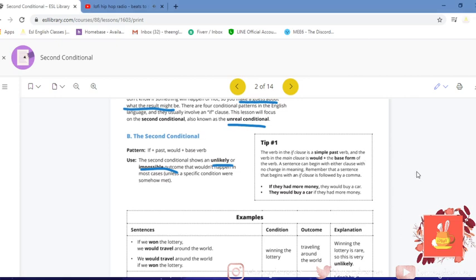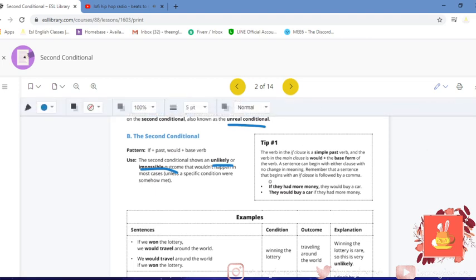Don't worry about it. So tip number 1, the verb in the if clause is a simple past verb, and the verb in the main clause is would plus the base form of the verb. A sentence can begin with either clause with no change in meaning. Remember that a sentence that begins with an if clause is followed by a comma. So, if they had more money, comma, they would buy a car. They would buy a car if they had more money. So the rule here still stands with the comma that I pointed out yesterday and perhaps even Monday when we talked about this. Just remember, if the if clause is at the front, remember to put your comma. If it's not at the front, then you don't need it, for future notes.